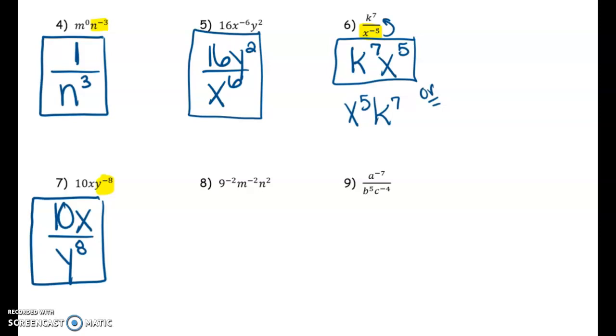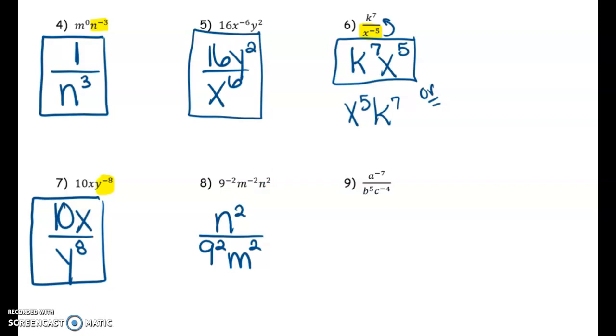In this next example, I'm going to do this one a little bit quicker. When I look through, I notice that 9 to the negative second and m to the negative second both have negative exponents. So since they're in the numerator, I'm going to send them down to the denominator. So they become 9 to the positive second, or 9 squared, and m to the positive second. And then the other part I have here is the n squared. Again, since that has a positive exponent, it's going to just stay in the top.